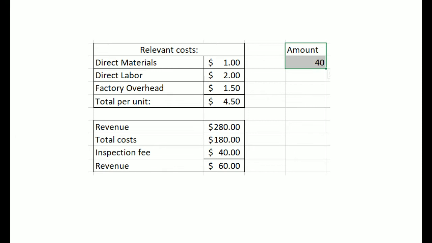So let's do the revenue minus the cost. The revenue is the $7 price times the 40 candies, $280. The total cost is the total per unit times 40. And then the inspection fee, which is a fixed cost for this special order, is $40. If we subtract the total cost and the inspection fee from the revenue, we get a profit of $60. So they should accept this order because they're going to make money.